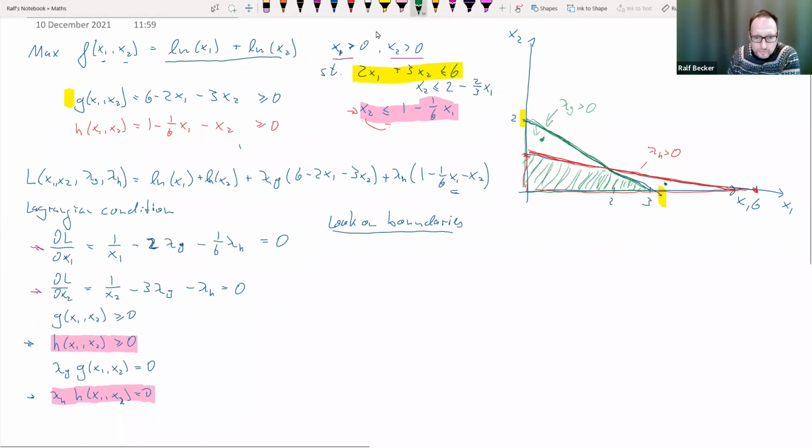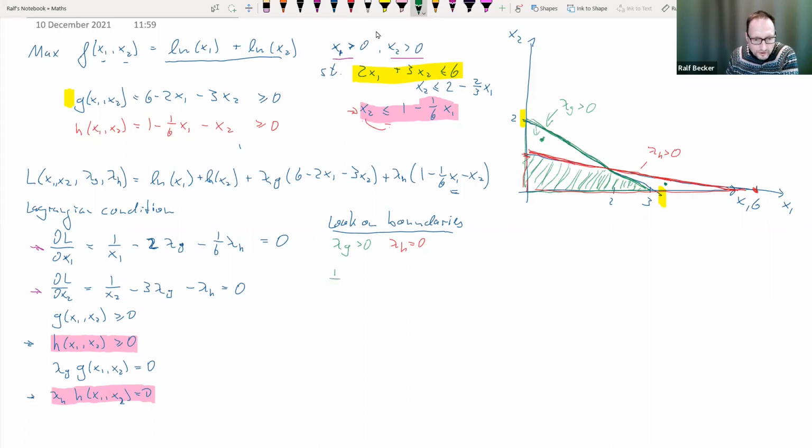First, we are setting lambda g to larger than 0, but leaving lambda h equal to 0. Okay, we are looking at the green boundary. So if you do that, let me write this down in green so we know what boundary we are looking at.